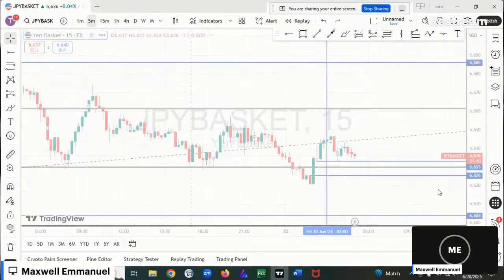Shifting market on the 5 minutes time frame. Let's just confirm that. I think a shift in market structure has occurred on a lower time frame.